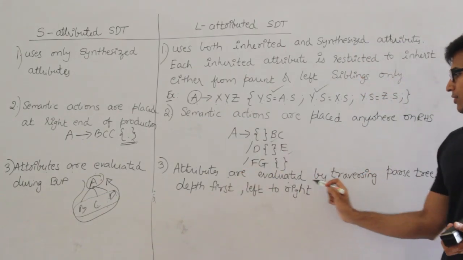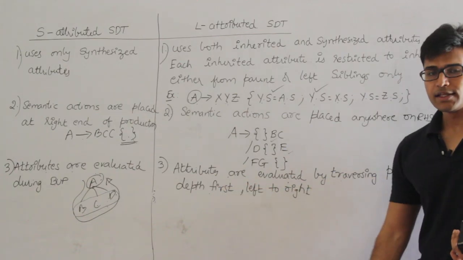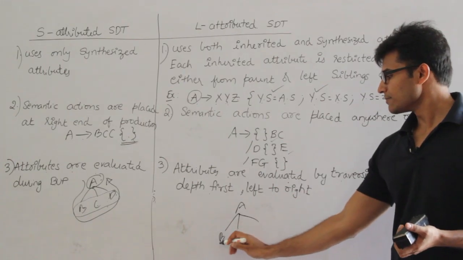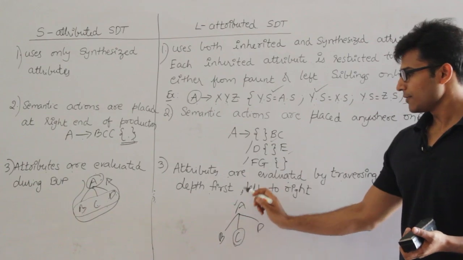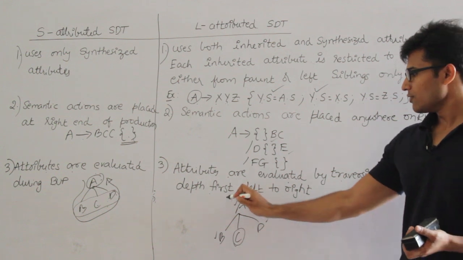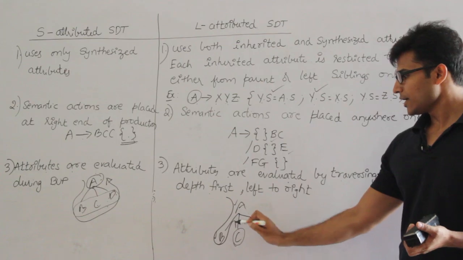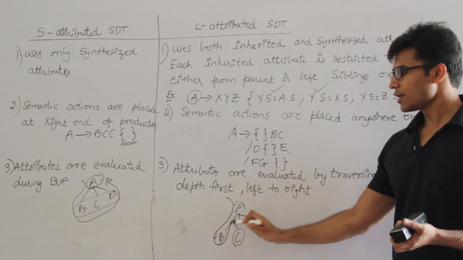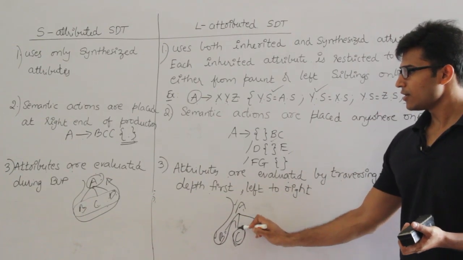Here, in L attributed, attributes are evaluated by traversing the parse tree depth first, left to right. The reason is, see this, if I have something like A derives B, C, D, then C could take values from A and from B, but it will not take value from D. Therefore, if I am traversing from top down, left to right, by the time I reach a variable, all the values of the left side are already available. Values at A and B are available, using which I can evaluate the value at C.